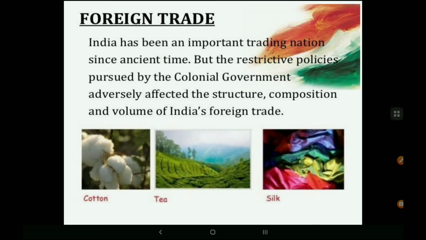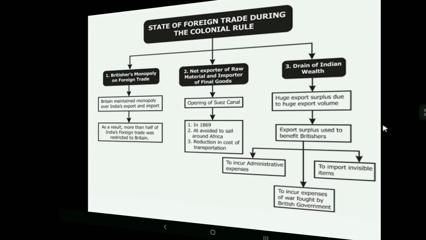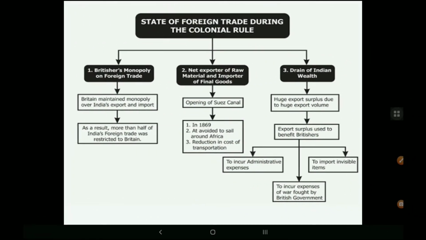Foreign trade. India has been an important trading nation since ancient times, but the restrictive policies pursued by the colonial government adversely affected the structure, composition, and volume of India's foreign trade. The state of India's foreign trade during British rule is discussed in this table.